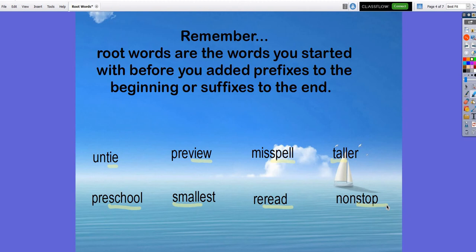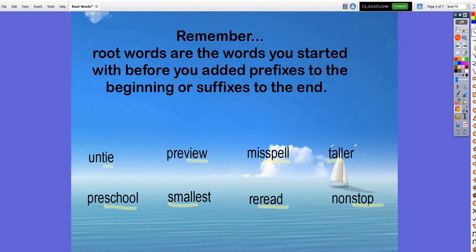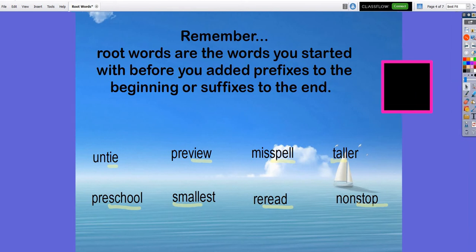And I remember yesterday I talked about, if it's a root word, when we cover up the prefix or the suffix, when we take it away, it should still be a word. That will kind of help you know if it's a root word.